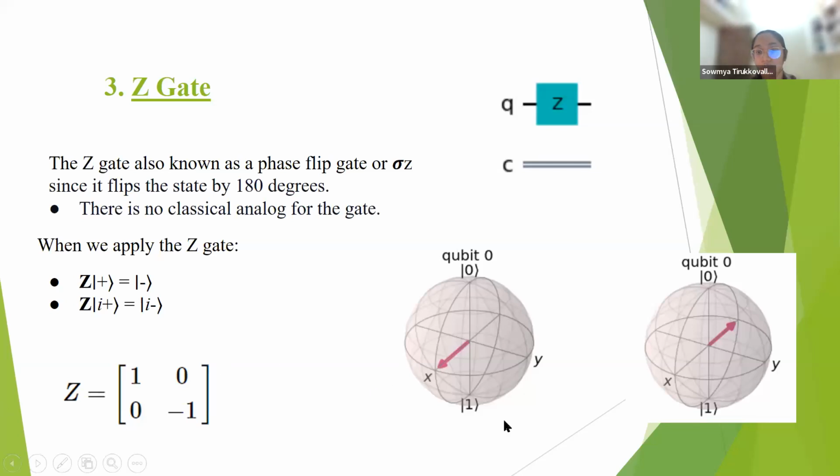So say our qubit is in state plus. That means it's halfway between state 0 and state 1. It's in a superposition of both the states. So when you apply a Z gate to this qubit, it flips it to the minus state.